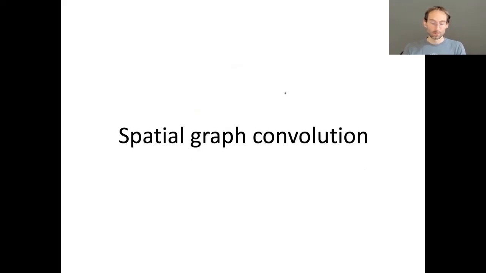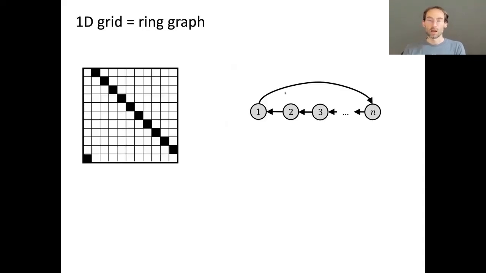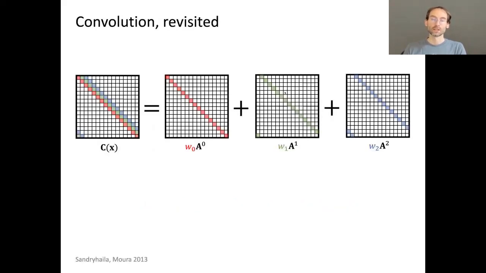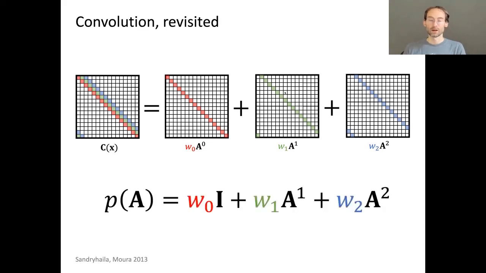So that was spectral graph convolution. And let us talk about the spatial view, right? Again, we've seen this analogy between the adjacency matrix and the shift operator. So another way of looking at convolution is seeing it as a weighted combination of the powers of the shift operator, right? We've seen this multi-diagonal circulant matrix. We can just decompose it into shifted diagonal matrices with different weights that I denote here by W. And basically, what we can think of as our convolution is nothing else but the same polynomial that we've seen before.